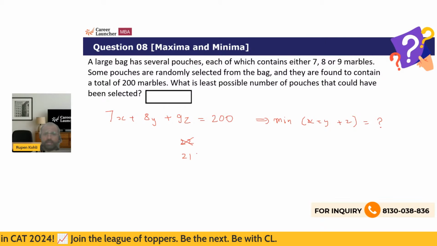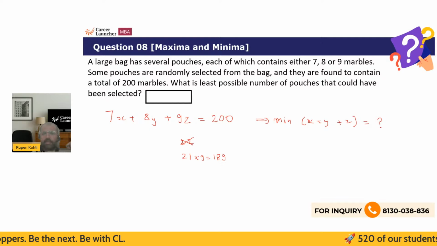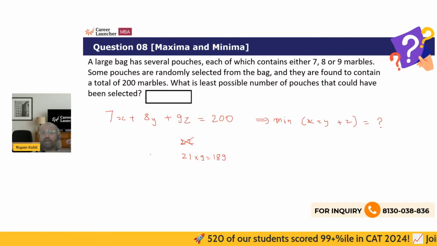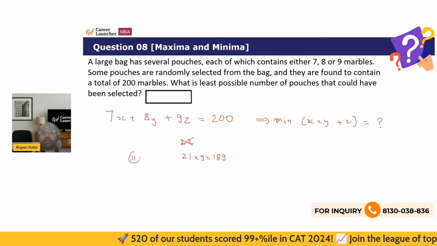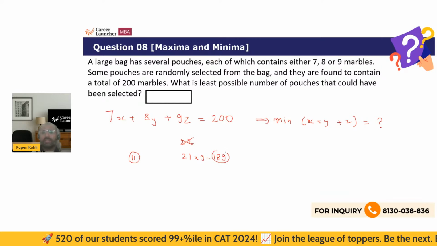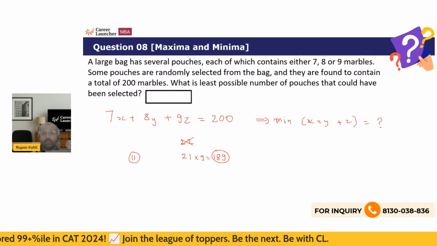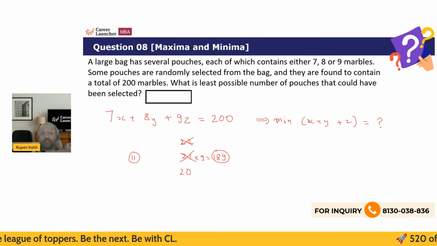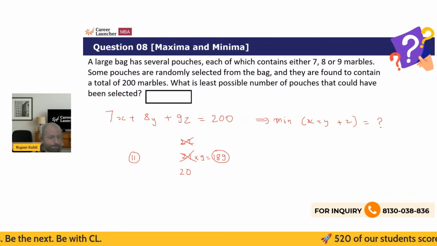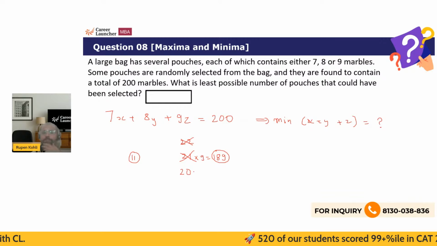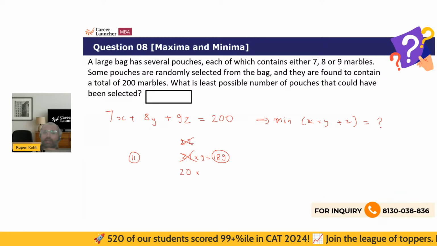Let me write what I'm saying. 21 into 9 is 189. So if you're taking 21 pouches having 9 marbles each, the 11 remaining marbles you cannot assign in terms of multiples of 7s and 8s in any which way. So this possibility is also not there. So let's come to 20. So this hit and trial we will have to do, right? And so on and so forth until we reach a possibility. So 20 into 9 is 180.